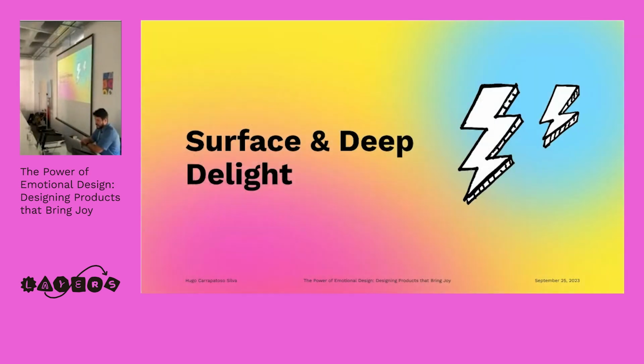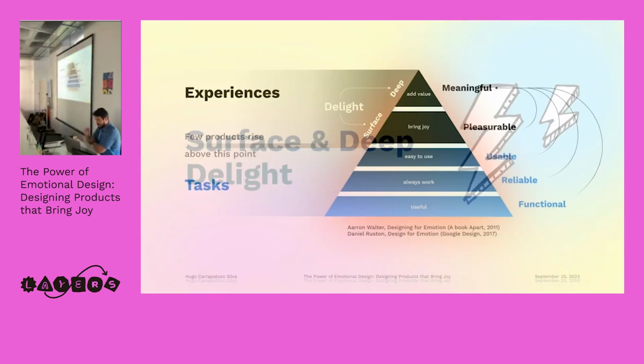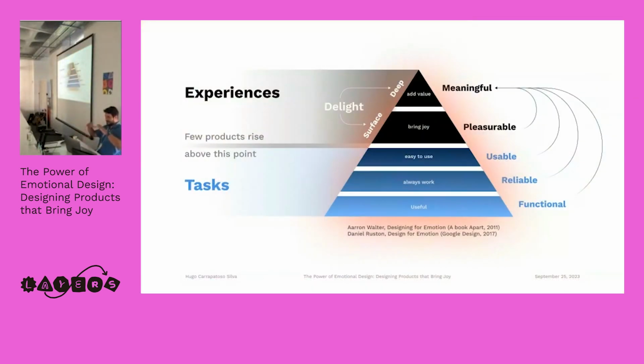And let's talk about delight. Let's talk about surface and deep delight. I'm going to give you some examples of surface and deep delight. I think it's going to be interesting. But first, I'm just going to try to explain this pyramid, right? So this is based on the Aarron Walter pyramid of hierarchy of user needs.